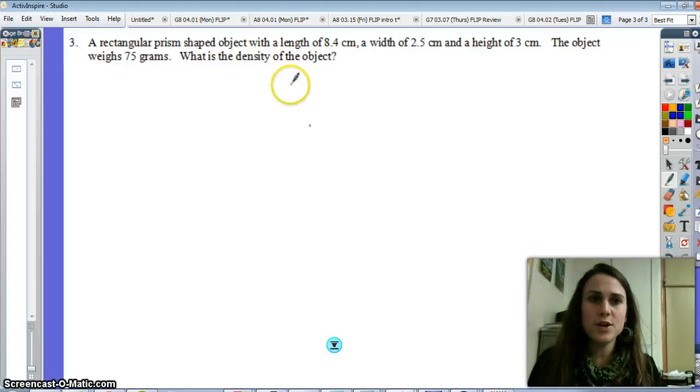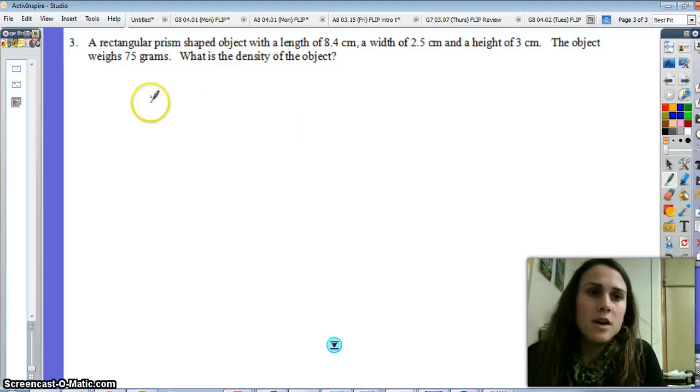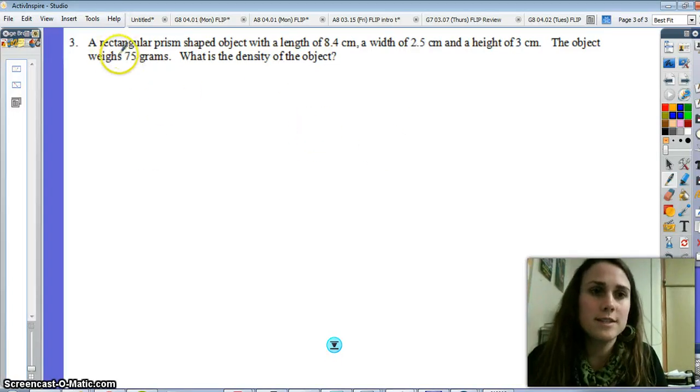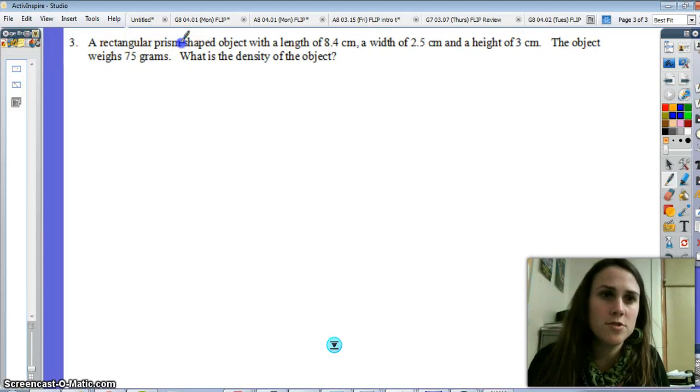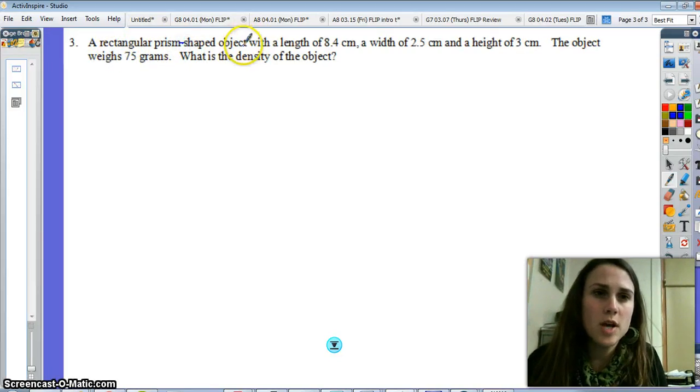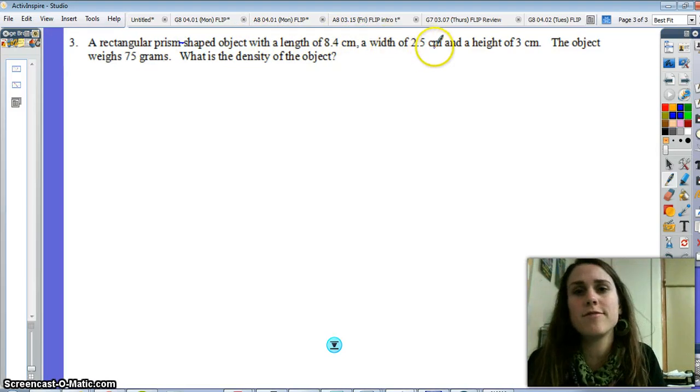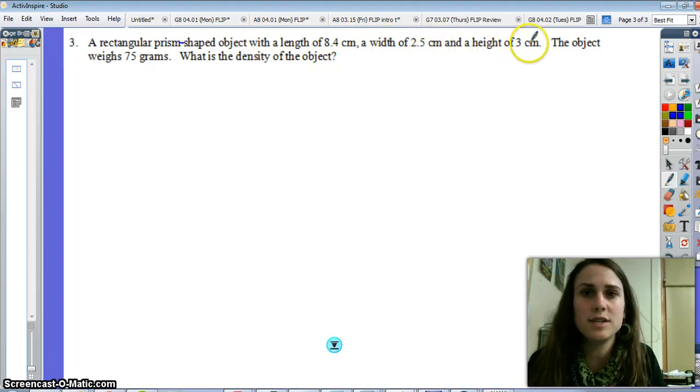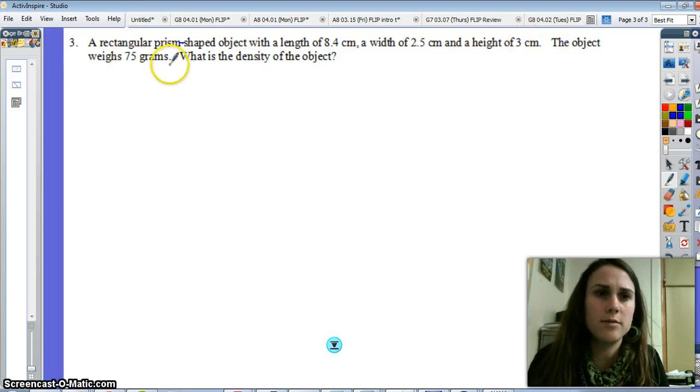Hello, hello! Question number 3. Oh, man. A rectangular prism-shaped object with a length of 8.4 centimeters, a width of 2.5 centimeters, and a height of 3 centimeters. The object weighs 75 grams. What is the density of the object?